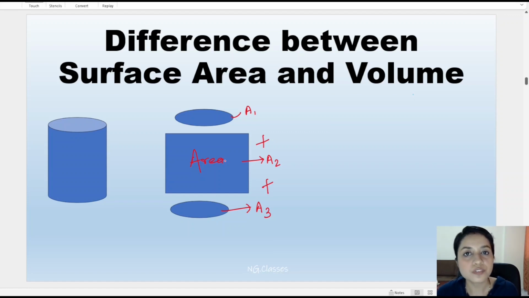Now let's see what's volume. Now volume means total amount of space occupied by any three-dimensional shape. So here we are having a cylinder. Wherever we place this cylinder, definitely it will occupy some space. The volume will represent the total space occupied by this cylinder. Whereas capacity is slightly different from the volume. Now capacity means how much amount of liquid or maybe gas this cylinder can occupy.